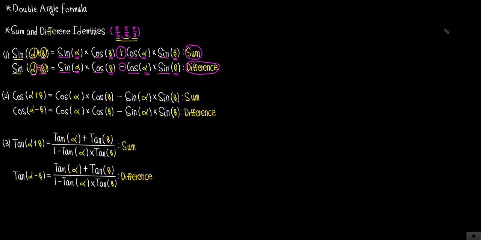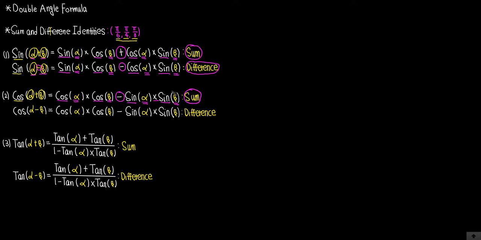And again, the cosine is similar to the sine, except when we're adding the two special angles to form an angle measurement, the formula will be the cosine of the first angle times the cosine of the second angle, minus the sine of alpha, the first angle, times the sine of the second angle beta. Unlike the sine, when it is a sum identity for the cosine, the two expressions will be connected with a negative sign. And this is what we call the sum identity for the cosine.